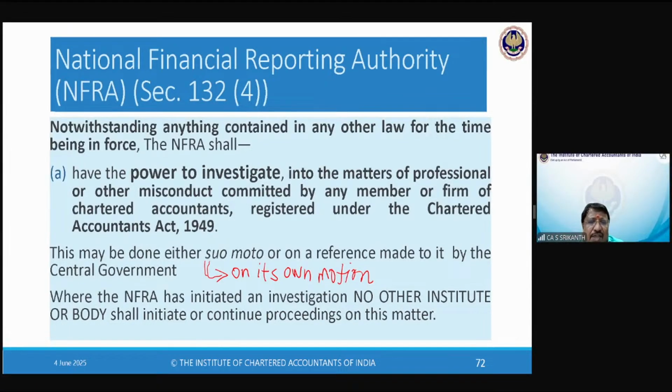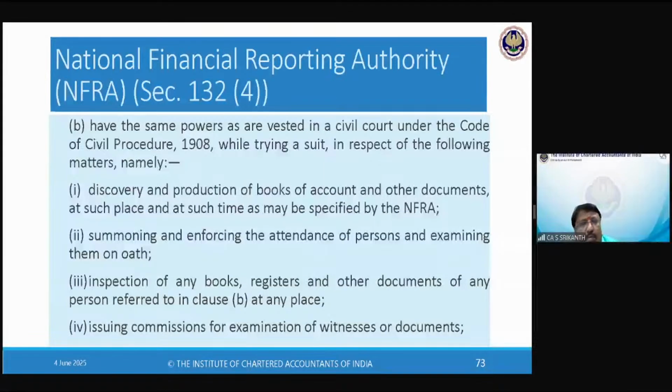Where the NFRA has initiated investigation, no other institute or body shall initiate or continue proceedings on this matter. Hands off. Okay. So now NFRA is a quasi-judicial body, QJB. I don't know if you've heard of this term, quasi-judicial.